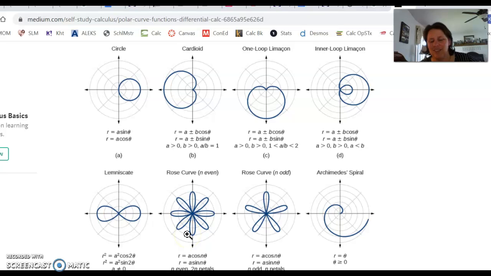And there's lots of different things. I wish we had more time to go into these. It really is interesting to see the relationship between the graphs and what the picture looks like. So this is when n is even, this is when n is odd, and then we can also have spirals. All right, so that gives you an idea of what we're going to be looking at with these graphs.